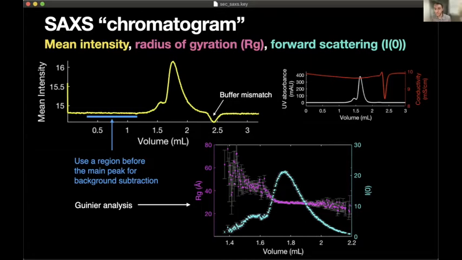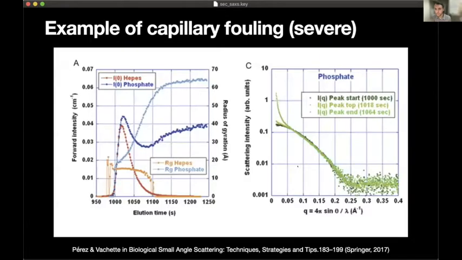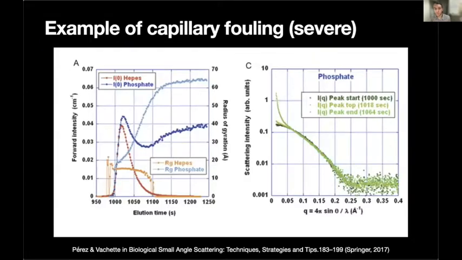Yeah, and what you see is, this hypothesis is basically right, that there's something large that's coming off before the main peak. And Rg is fairly constant in this region, so we can just average these scattering curves.